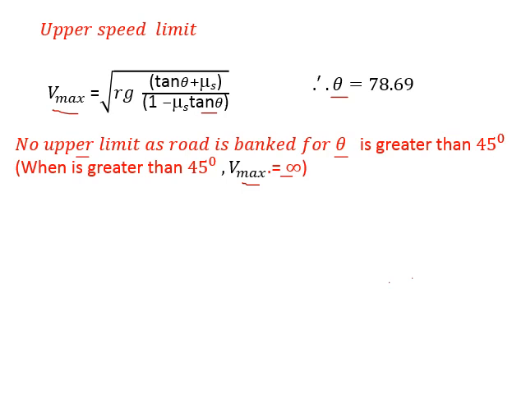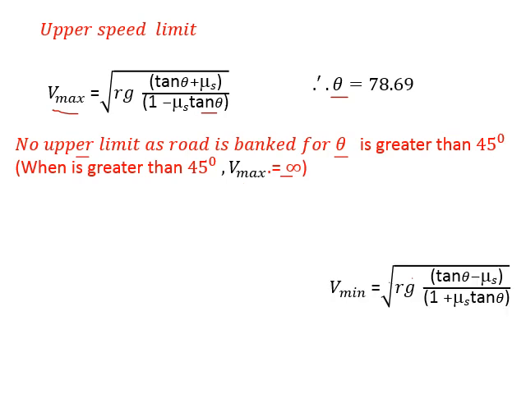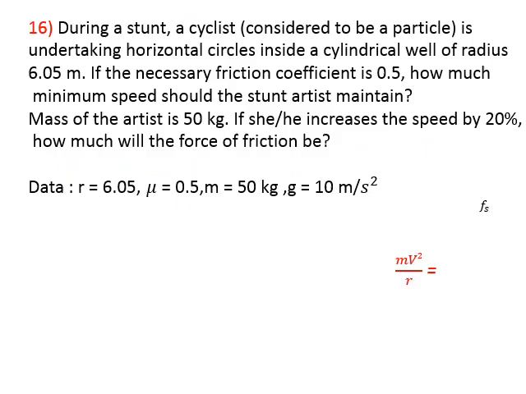Understood? That means there is no upper limit because theta is greater than 45. Like this you have to explain. It is very simple. Now you must not get confused between V minimum and V maximum. The formula for V minimum is also shown here. In the numerator between these two is a minus sign, in the denominator between these two is a plus sign, while in this case the signs are again exchanged. So it is a game of plus and minus signs; once they are reversed, it's gone. So remember it properly.